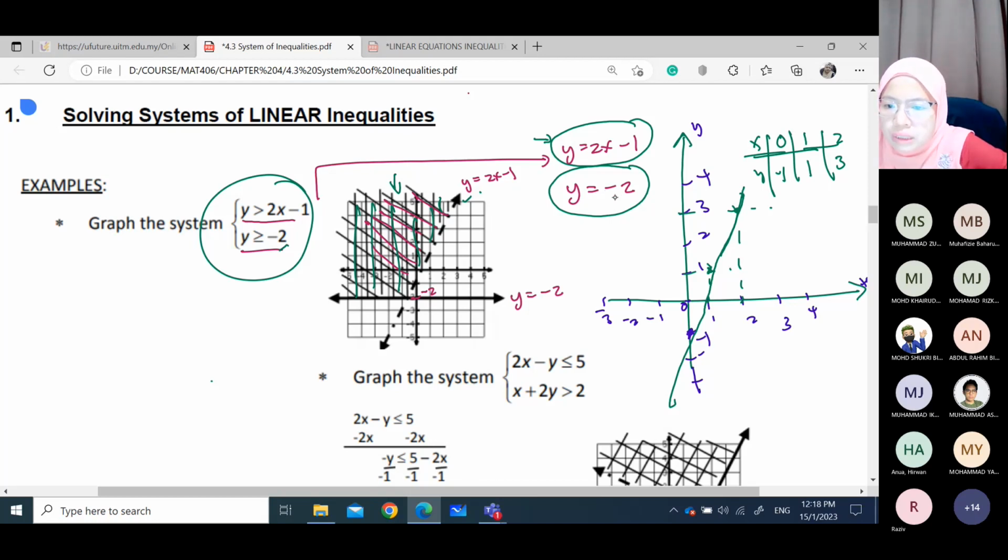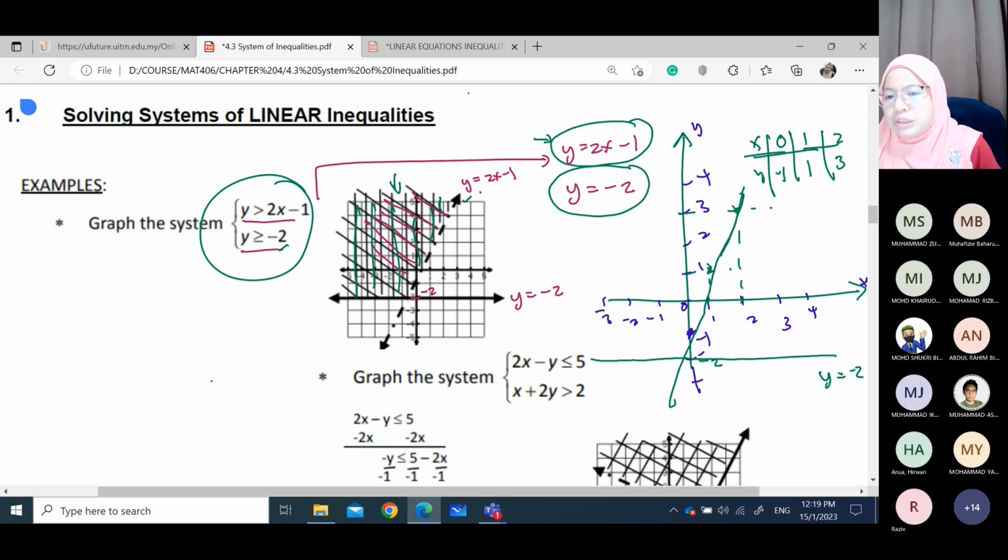Graf yang kedua, y equal to negative 2. Ini mudah. Negative 2, katakan kat sini negative 2. Straight line saja. So, this line is about y equals to negative 2. Alright. Okay. Sekarang kita nak shade kat mana area dia. Okay, kat mana region dia.